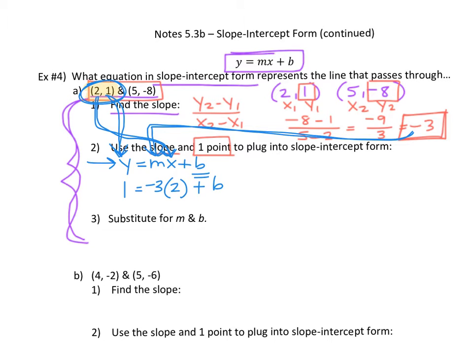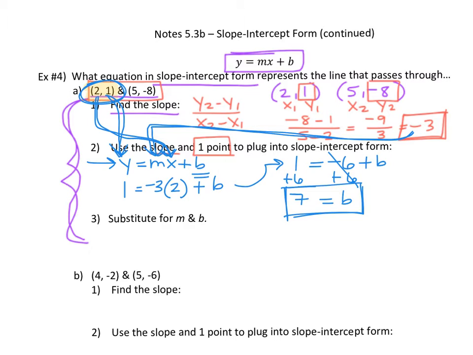So if I simplify this, I get 1 equals what? Negative 6. -6 plus b. How do I solve for b right now? You have to subtract it. You have to add 6, right? We want to get b by itself, so move everything else out. So we get 7 is our b value. Okay?